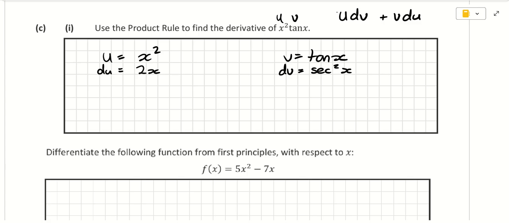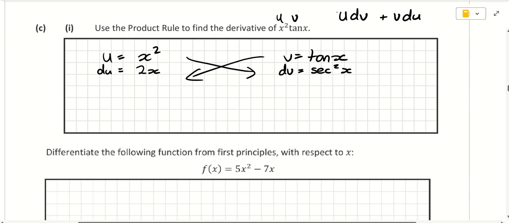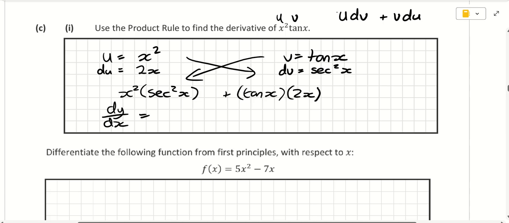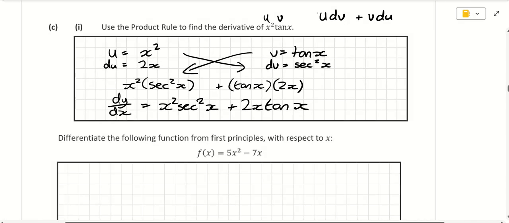Again, these are just in your formula book, so look at them there. They're ones that you can just remember. So let's put it into the rule now. So u times dv, it's kind of like a crisscross thing you have to do. So we get x squared times sec squared x plus tan x times 2x. So we need to find the derivative. Remember, the derivative can also be written as dy/dx, just to remind you. So we get x squared sec squared x plus 2x tan x. Kind of a meaningless thing, but that's just showing that you're able to use the product rule.